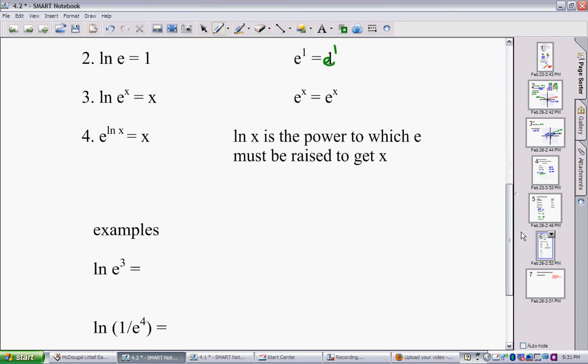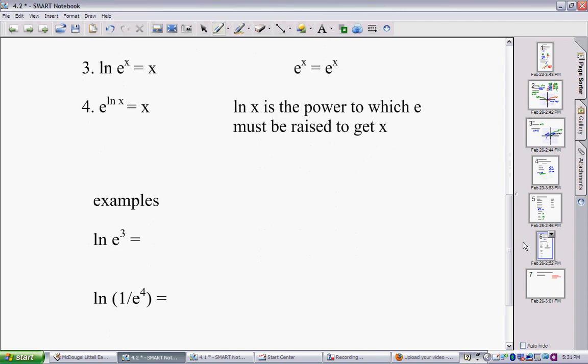Some examples: you have ln of e to the 3. It just goes to 3. The next one's a little bit more complicated because you have a fraction. This is really better written as ln of 1 over e to the 4th. We write it so there's no fraction. So it goes to ln of e to the negative 4. The ln and e cancel each other out and you get negative 4.